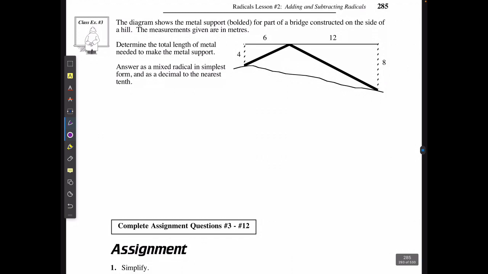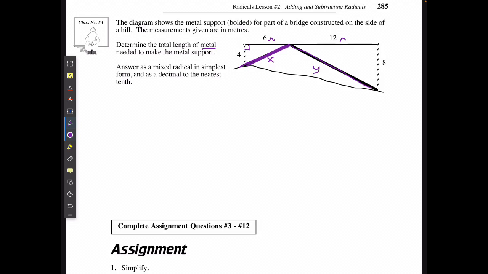For the last question, we're going to look at some application. It says, the diagram shows the metal support, bolded, for part of the bridge constructed on the side of a hill. The measurements are given in meters, so all this will be in meters. Determine the total length of metal needed to make the support. Well, I have 2 parts. I have this part here, which I can call X. I have this part here, which I'm going to call Y.